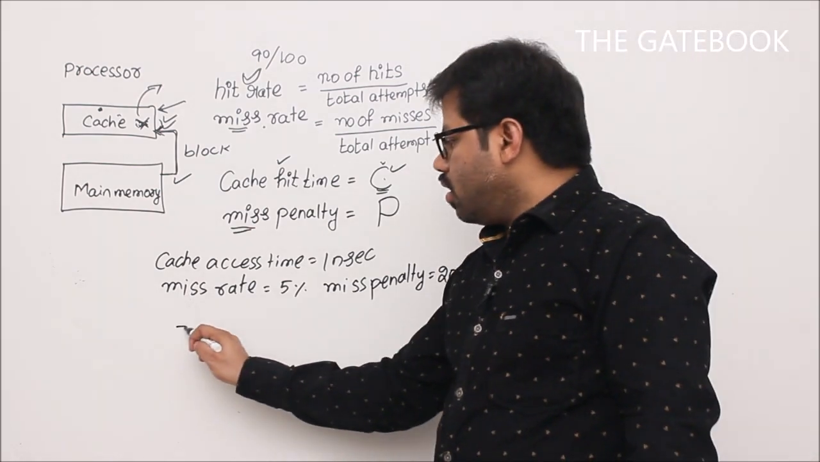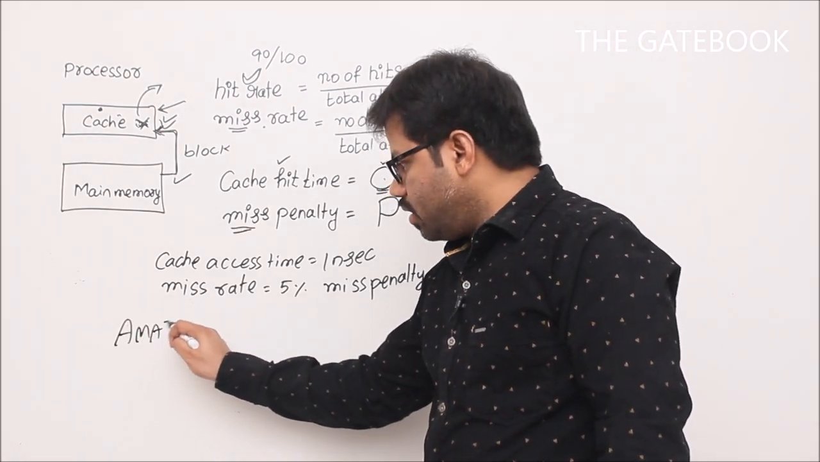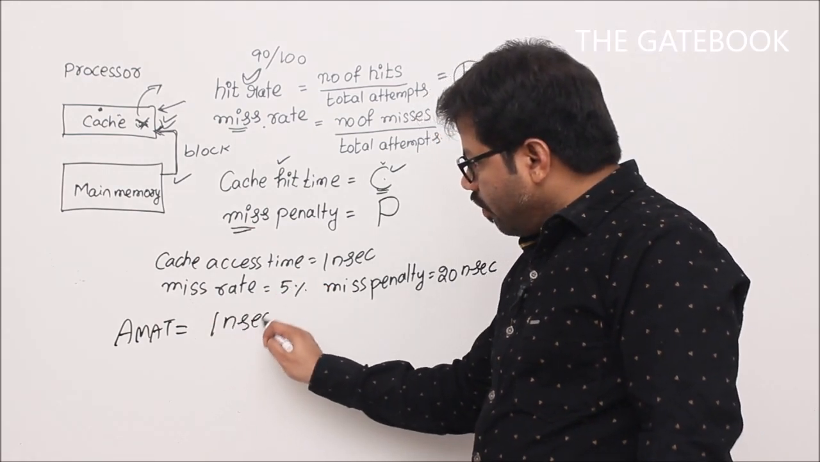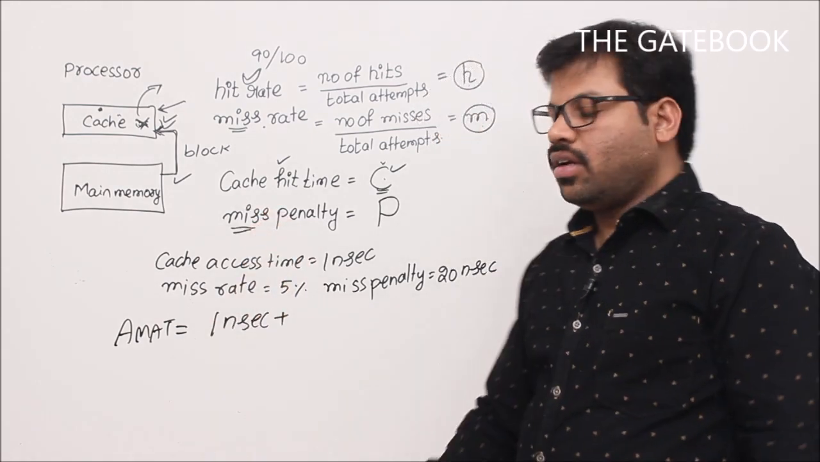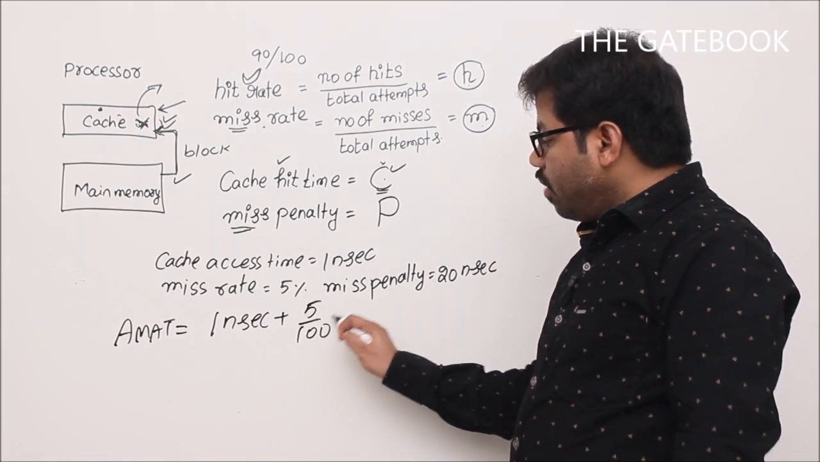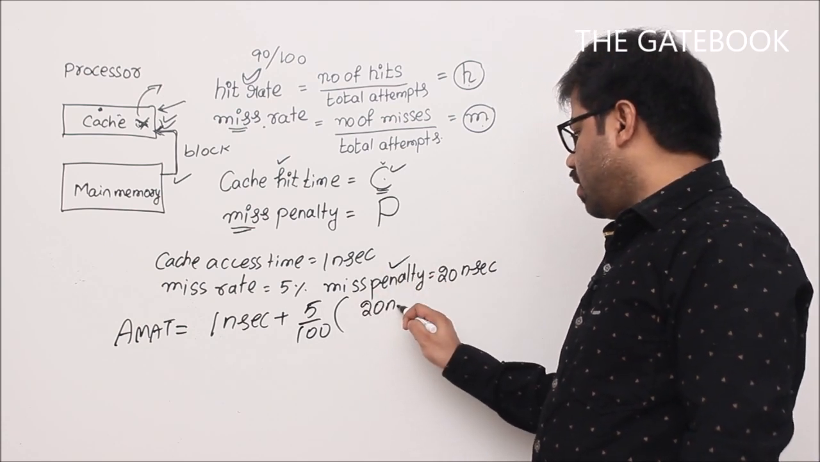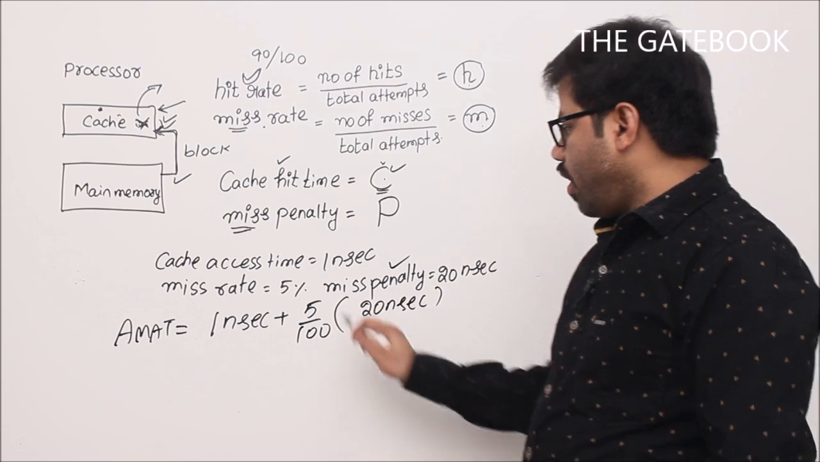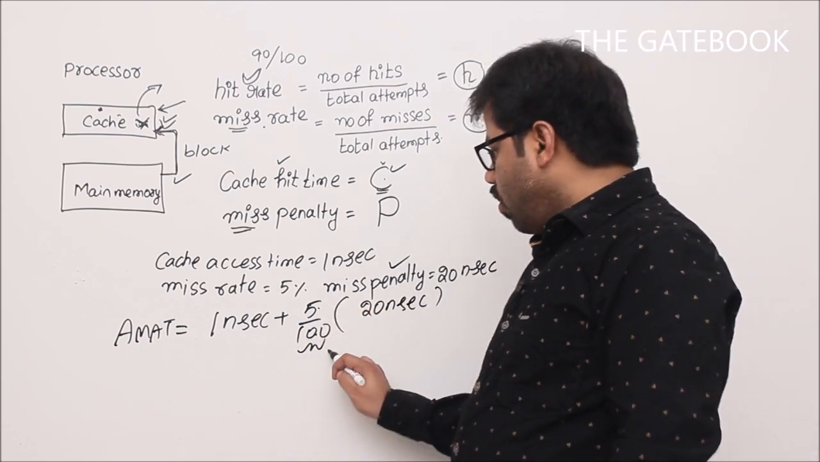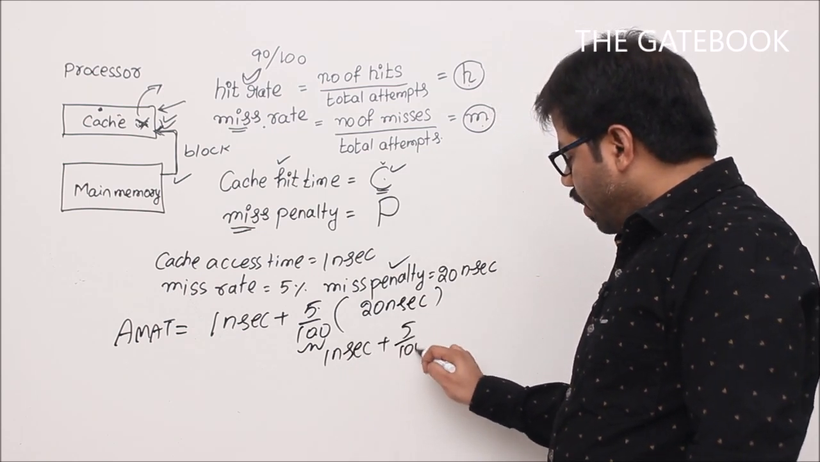Then simple. The formula for average memory access time: 1 nanosecond is compulsory, because we will definitely be accessing the cache, plus 5% of the time we will have more. What is that? Miss penalty. How much? 20 nanoseconds. So 5% is 5 by 100, which is nothing but the miss rate. So I can say 1 nanosecond plus 5 by 100th of 20 nanoseconds.